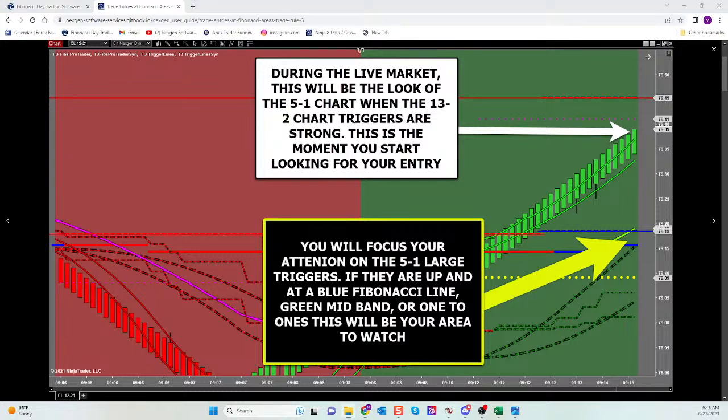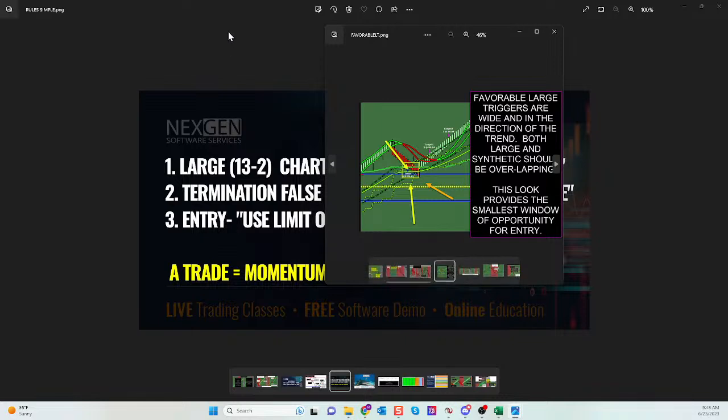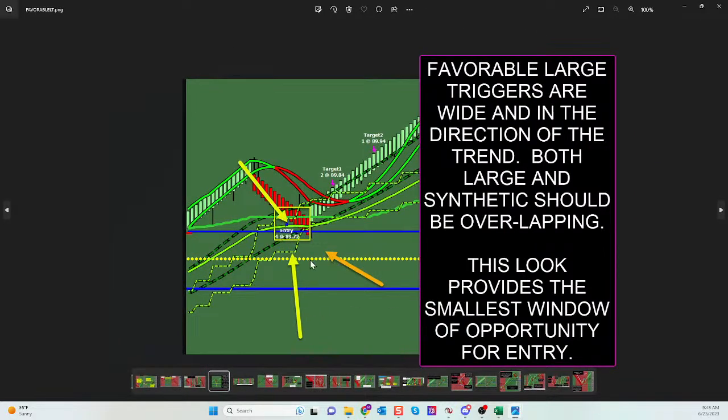Guys, your absolute best look is what we call favorable large triggers. Favorable large triggers mean that your large and synthetic are overlapping one on top of the other, right? Your synthetic triggers are those 13.2 large triggers, and then the large triggers are your 5.1. Guys, when they're one on top of the other, you create the smallest window of opportunity. You create the tightest, the least amount of risk.